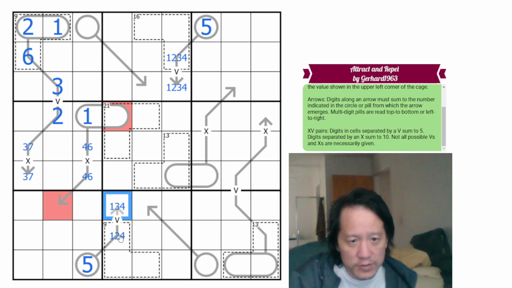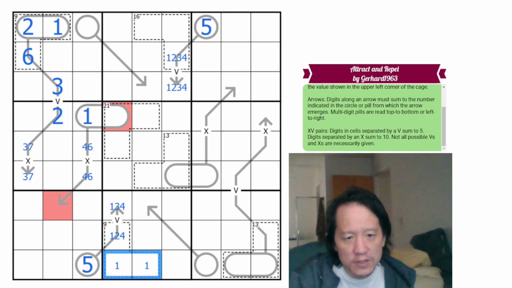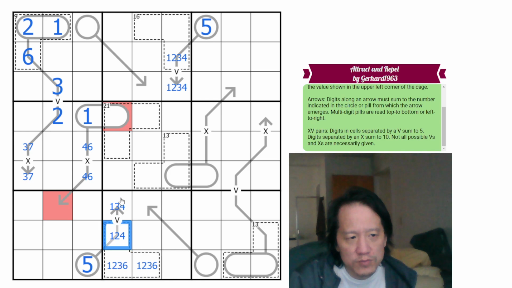So this can't be 3 and 2. If this is 2, this is 3, and this would be 1, 6, so that works. 4, 2, 3 works. If this is 1, this is 4, and it can't be 3, 5. It has to be 2, 6. So the 2 is here no matter what.